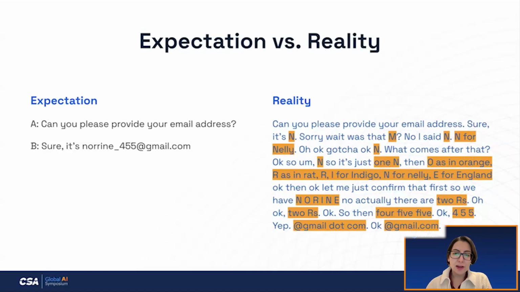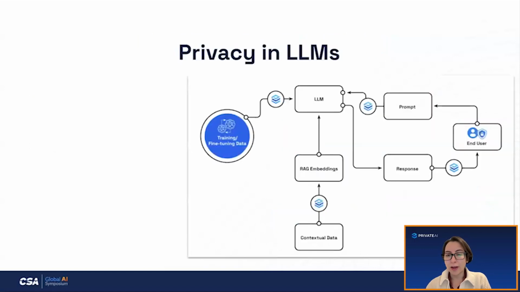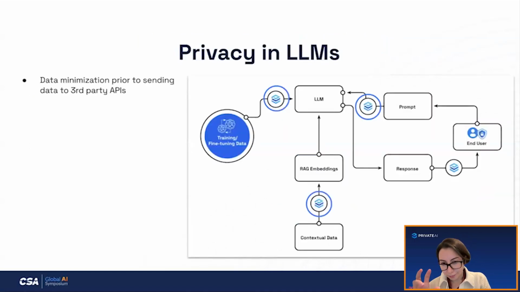And this is something that you have to consider in multiple parts of the large language model that you're dealing with. If you're using a large language model from a third party, you'll want to consider what kind of information you're sending to them, both for training and for RAG embedding creation, and also when you're sending information through prompts to that large language model. So that's one place where privacy and data minimization would fit in.